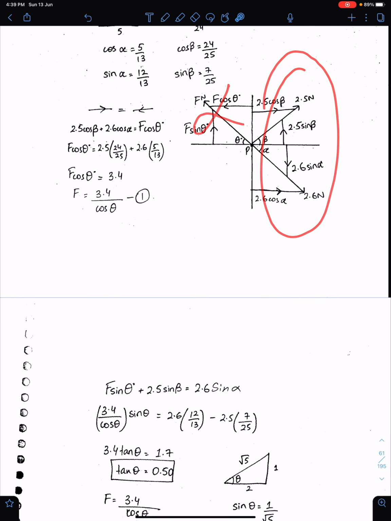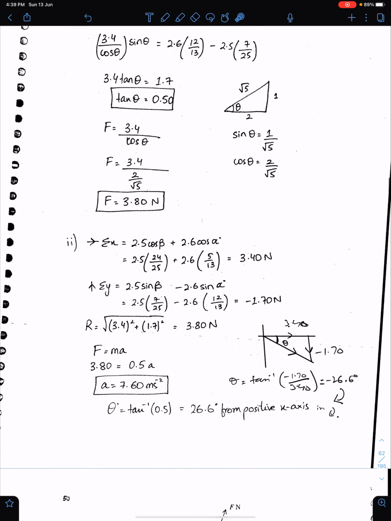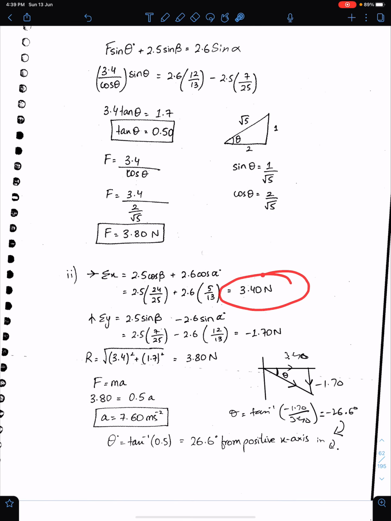Therefore, we first need to work out sigma x. Sigma x will be this plus this. Sigma y will be this minus this. So sigma x is this, sigma y is this. Resultant is 3.80. This is the formula of resultant. Acceleration is 7.60.